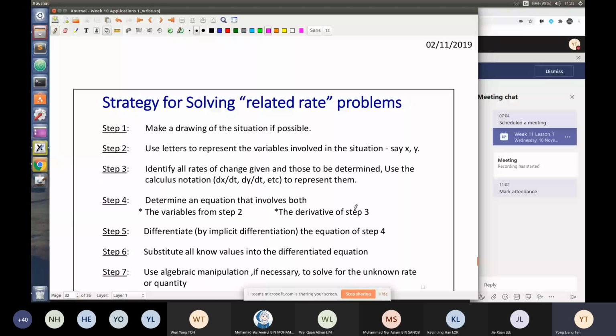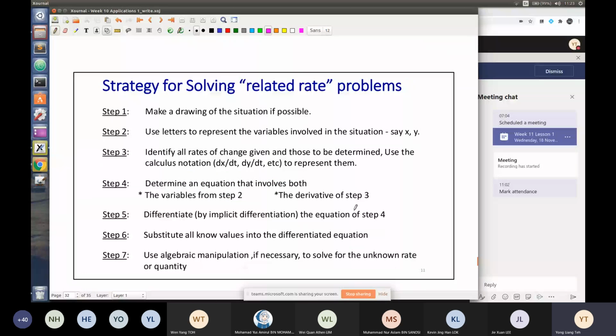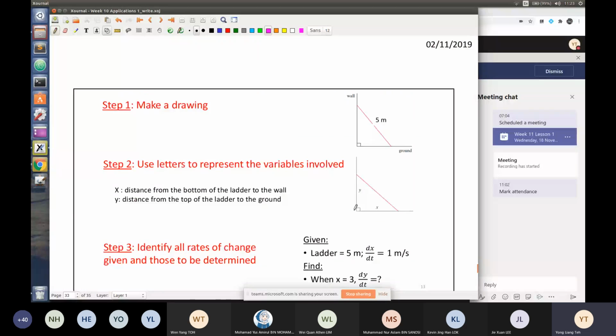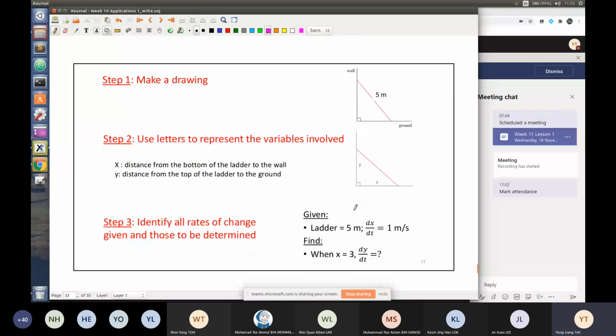So here's the strategy, but I'm not going to go through it step by step. I'm just going to demonstrate through the examples. Let's say you have an example here, whereby it's not explicitly clear. Hold on, it's actually here.